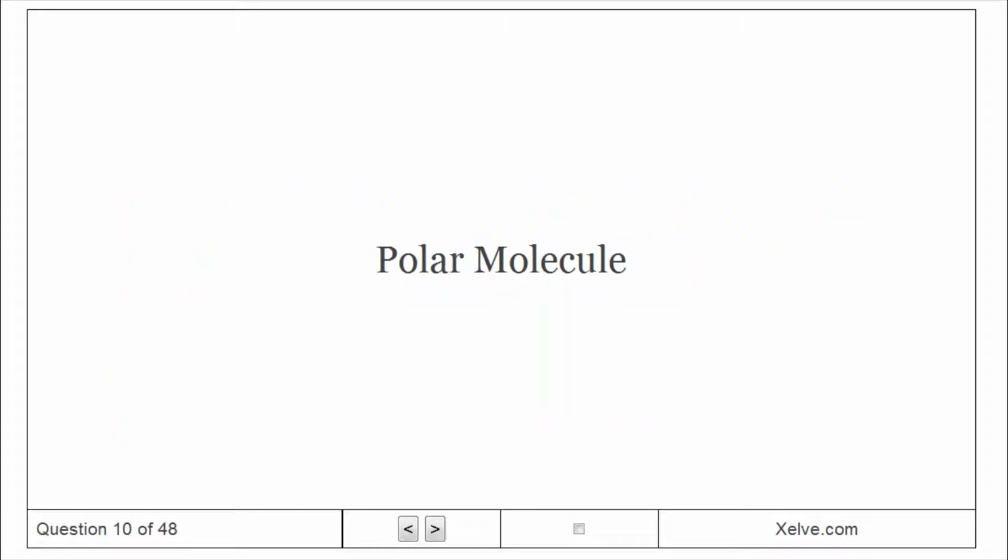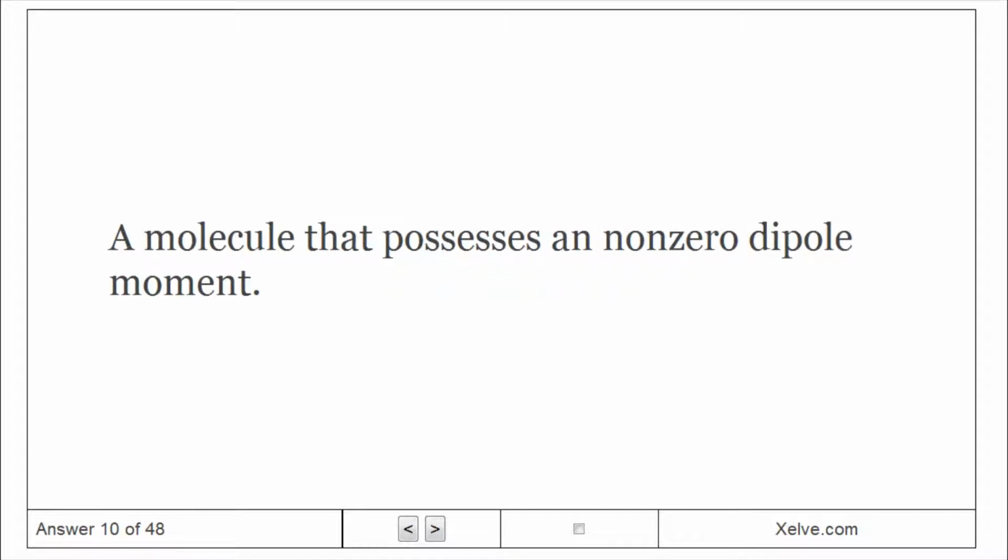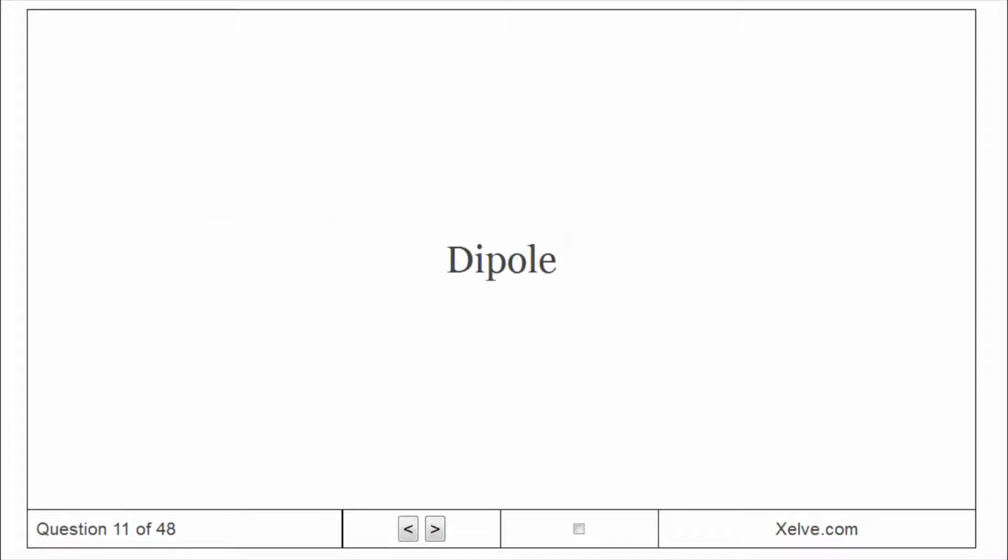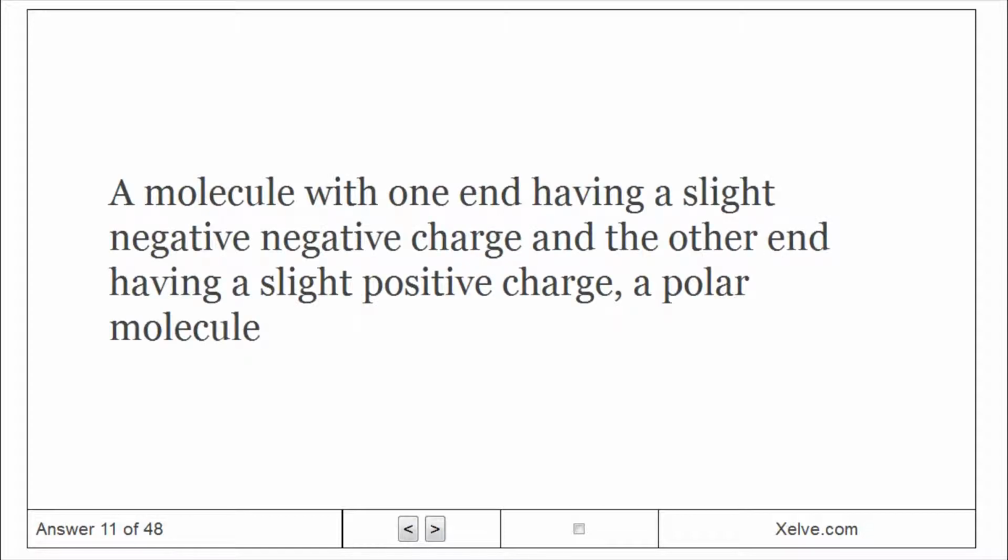Polar molecule. A molecule that possesses a non-zero dipole moment. Dipole. A molecule with one end having a slight negative charge and the other end having a slight positive charge, a polar molecule.